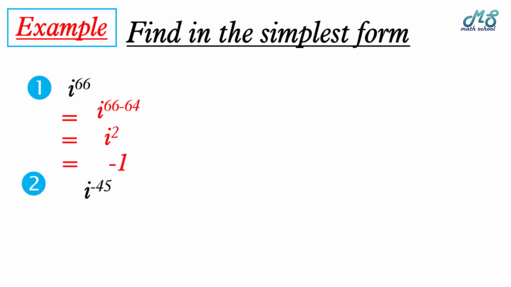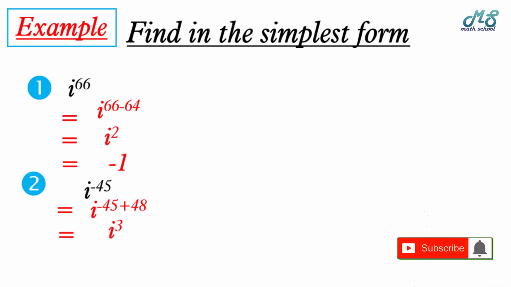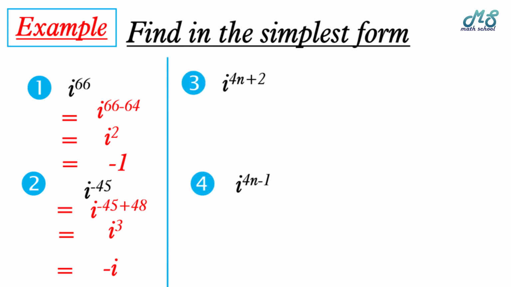In the same way, i to the power negative 45. We can write it as i to the power negative 45 plus 48. Now the index is positive. It will be i to the power 3. I cubed equals what? Equals negative i. Number 3: i to the power 4n plus 2 is equivalent to i squared. I squared equals what? Negative 1.